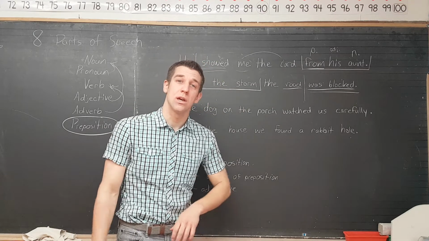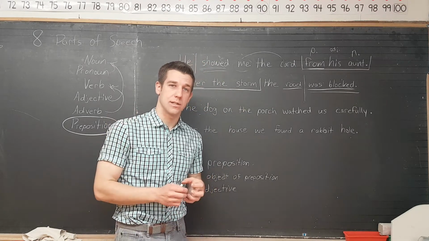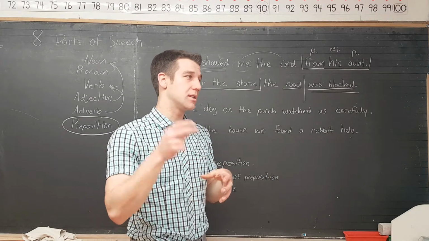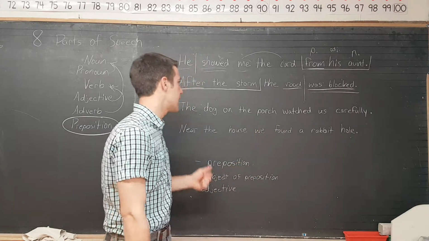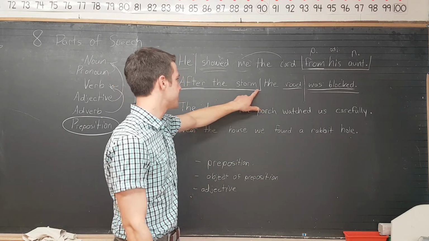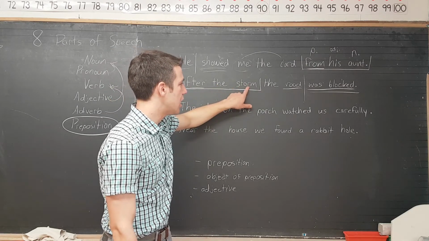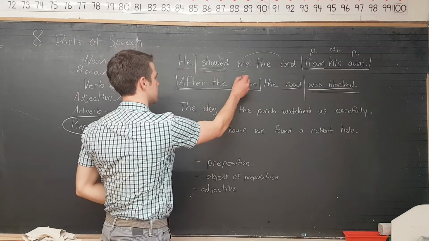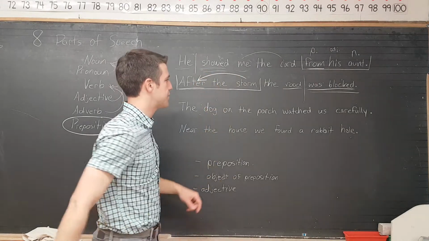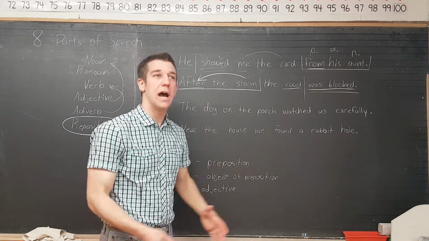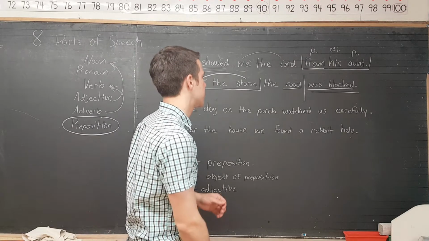In sentences, you'll come across phrases. And there's phrases, clauses, and all kinds of stuff like that. But a prepositional phrase has a preposition, adjective, and the object of the preposition. After. After what? After the storm. The road was blocked, right?